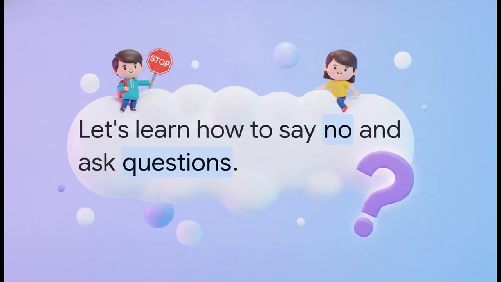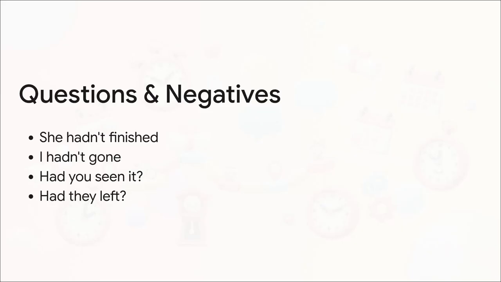Excellent job. Let's look at saying no and asking questions. Don't worry, the rule stays incredibly simple. To say no, we just add the word not to had, and native speakers push them together to make hadn't. For example, she hadn't finished her dinner, or I hadn't gone to sleep. And to ask a question, we just move had to the front, like this. Had you seen that movie before? Or had they left the house?